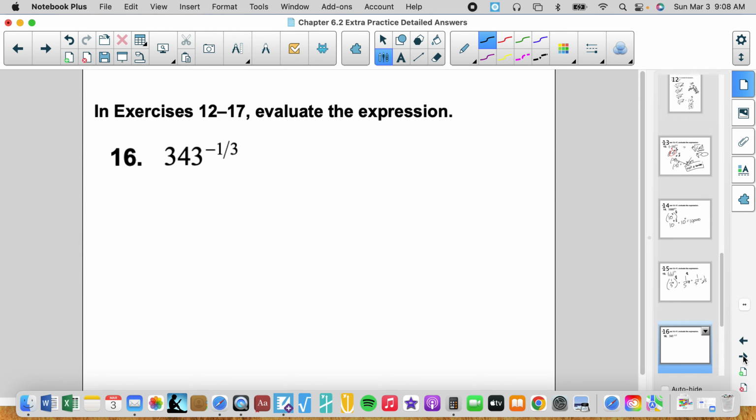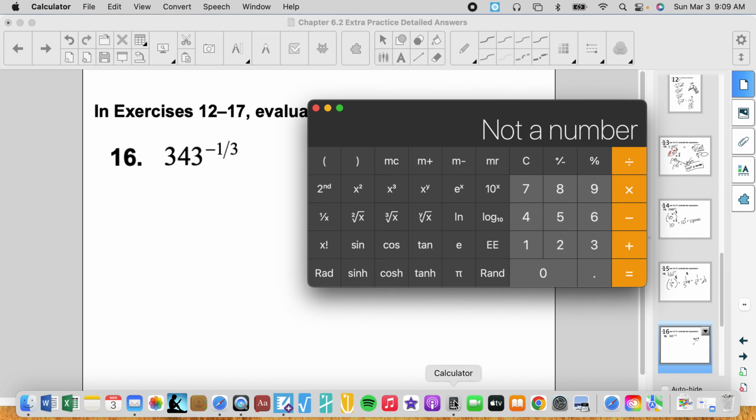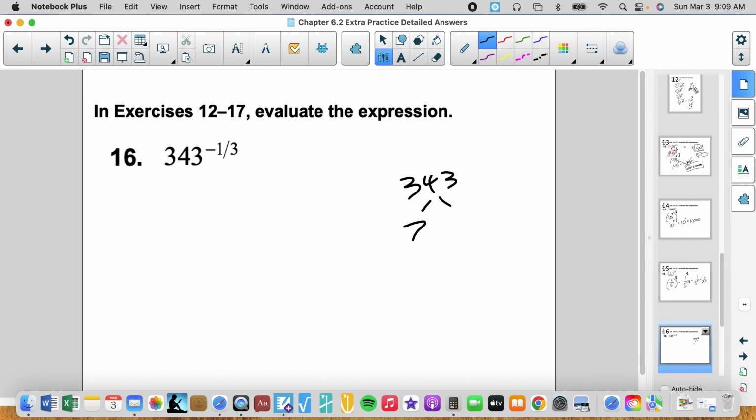343, I should know 343. I don't know it. Let's see, is it 11? No. 343 divided by 11, no, not 11. 343 cube root? 7. 7, 49, 7, 7.